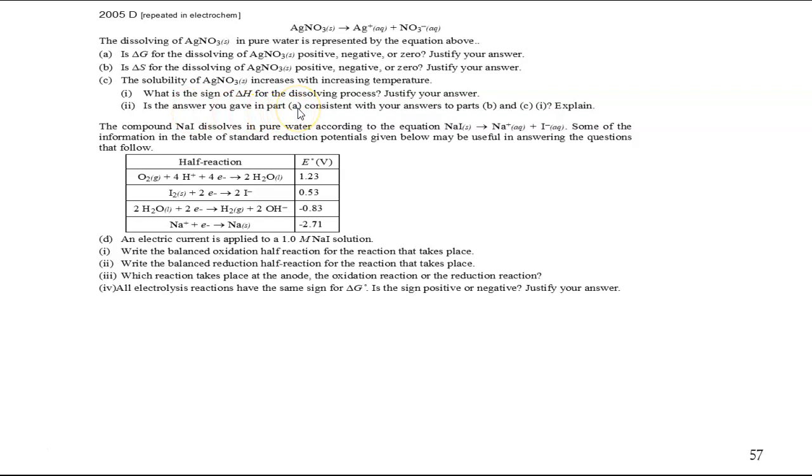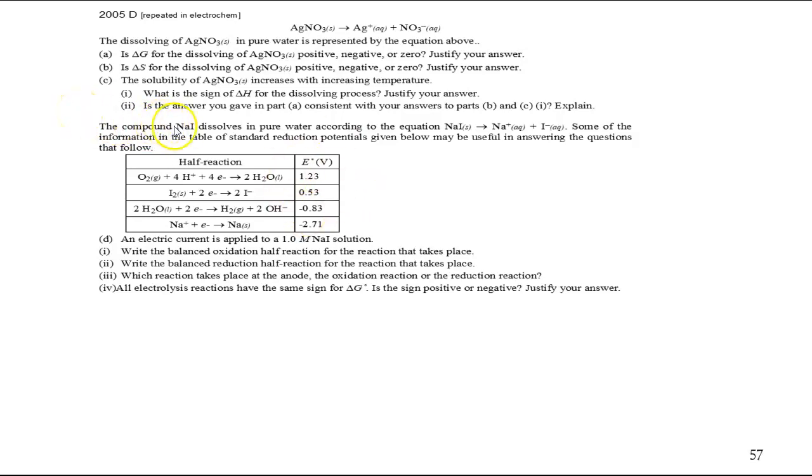Are all these things consistent? Yes. Delta G equals delta H minus T delta S. So it is possible for delta G to be negative even though delta H is positive, because delta S is also positive, and since it's minus T delta S, it could become spontaneous, especially as temperature is increased. So yeah, it seems reasonable to me.